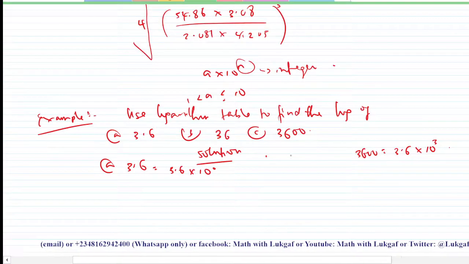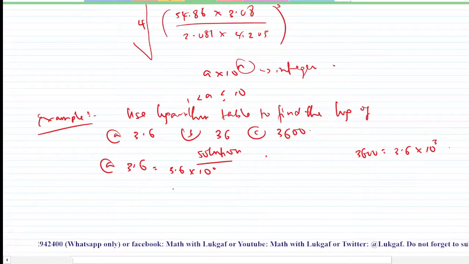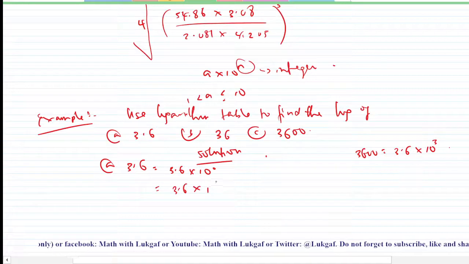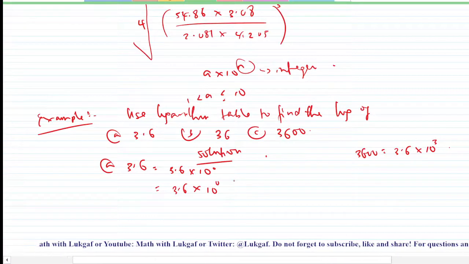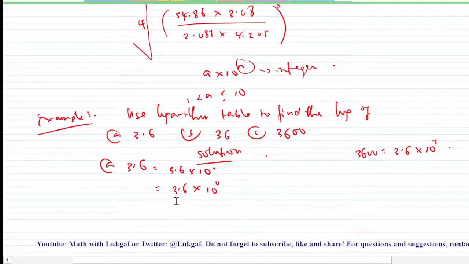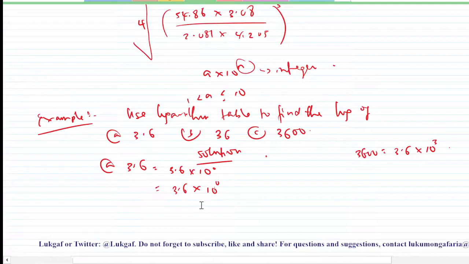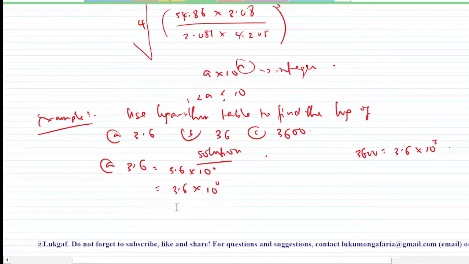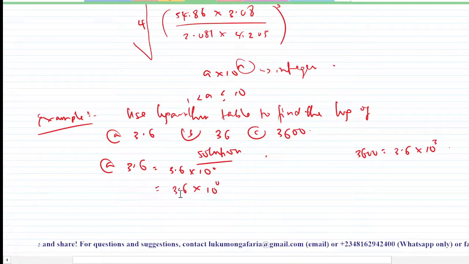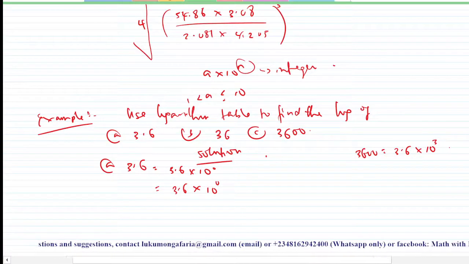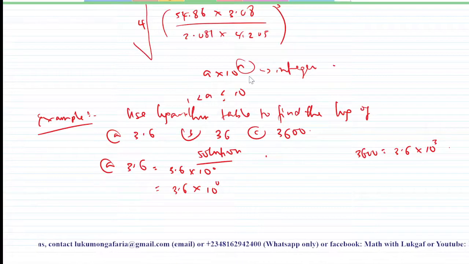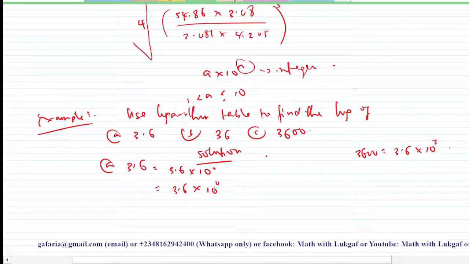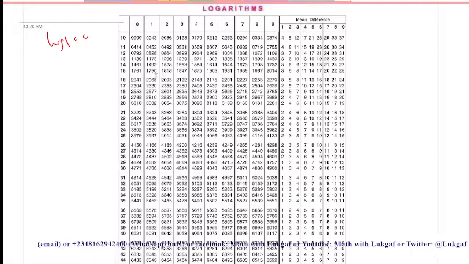So if that is clear, then we have this to be 3.6 multiplied by 10 raised to power 0. Then you can check this in your 4-figure logarithmic table, since it is a number between 1 and 10. Here you are just going to check 36. You understand now? You refer back to your logarithmic table and check 36 here.